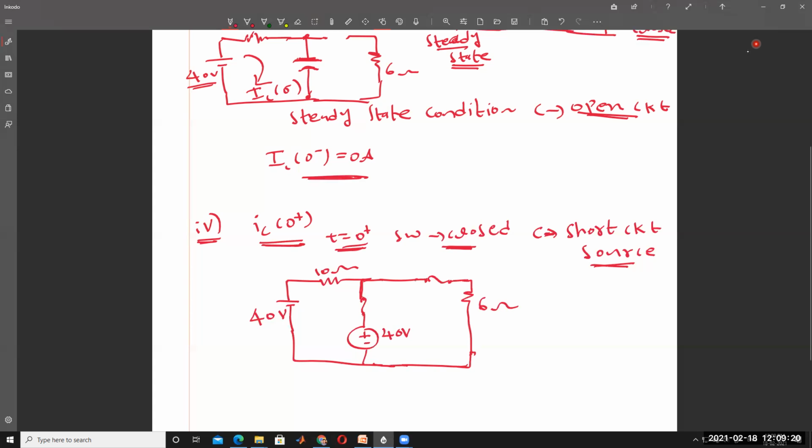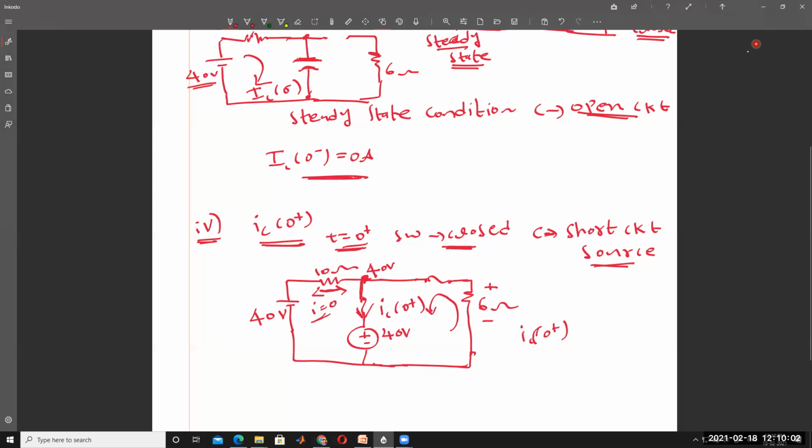And then what is the voltage here? 40 volts. So what is the voltage here? 40 volts. That's why the current flowing through the 10 ohm resistor is 0, since there is no potential difference between these two points. The current here is 0 in this circuit. But here, what is the voltage across this 6 ohm resistor? It is connected across the parallel. Then the current flowing through the capacitor is Ic of 0 plus. Then Ic of 0 plus is equal to the current that is only circulated.